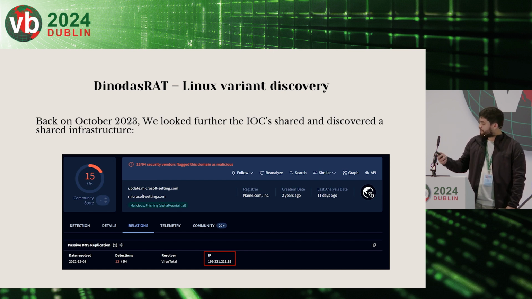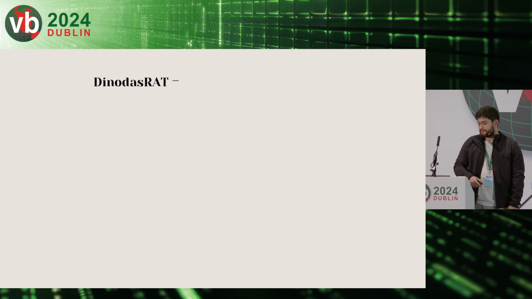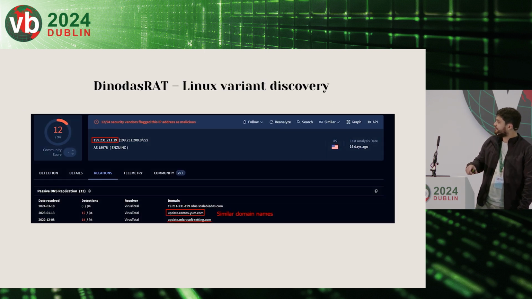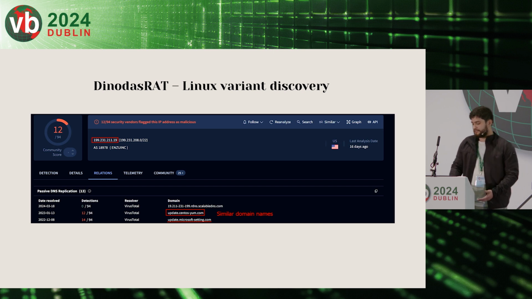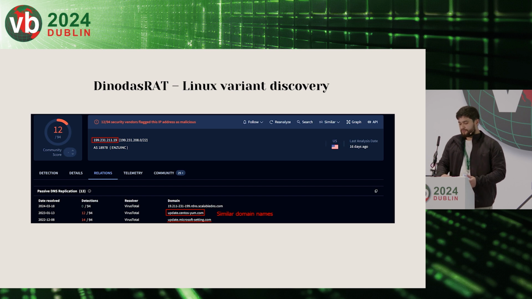The thing is that when we looked into the IP address, we noticed the same pattern, the same idea of pretending to be an update server, but using CentOS-U. So CentOS is a distribution of Linux based on Red Hat. So this caught our attention because it looked like they were trying to do the same thing that they did in Windows, pretending to be an update server.